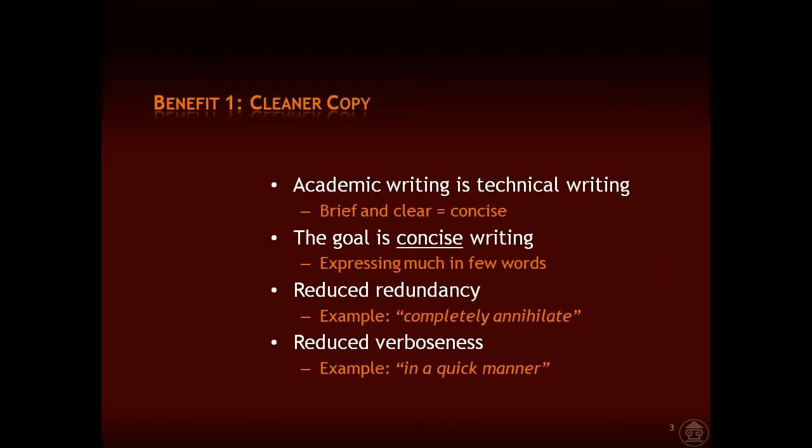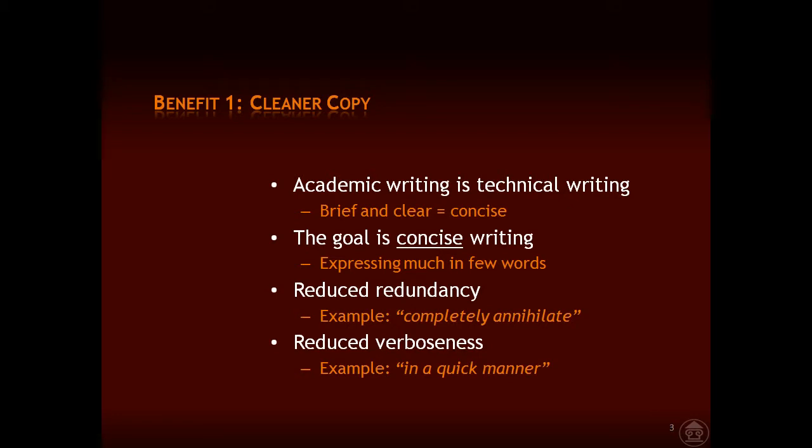So, benefit one is about cleaner copy, and that may seem obvious, but let's talk about it just a little bit. Academic writing is a form of technical writing, and the goal of technical writing is to be brief and clear. And when it comes to brief and clear, you're talking about concise writing. The goal in academic writing is to be concise. Expressing much in few words is a good way to think of concise writing.